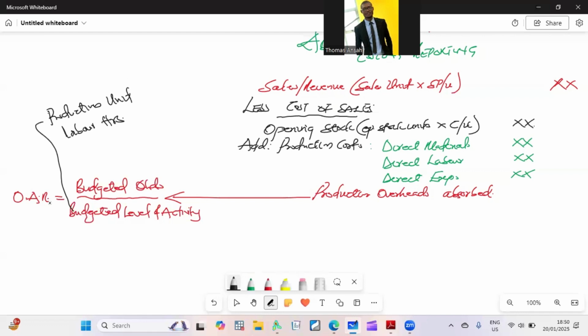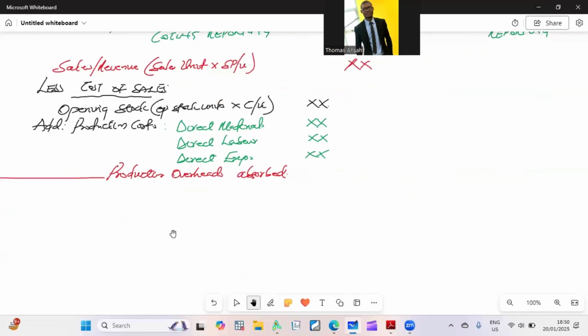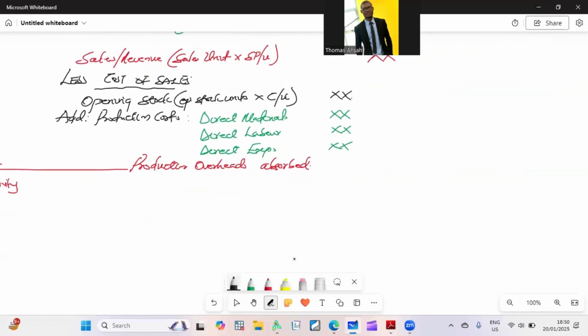When you get the answer, it will be per unit. Then you multiply by the level of activity. Basically that is that. We will come to that, and of course, we will solve some questions on that. I kept this one in red ink. So you are going to add them. Then when you finish, you will less closing stock. That is how you find cost of sales.